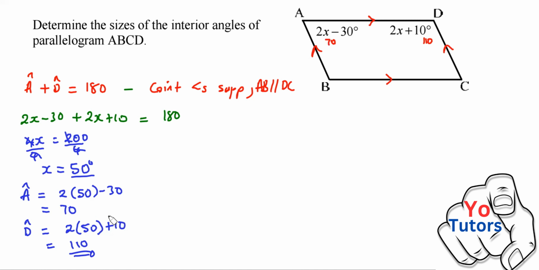Then what can we also say? Because remember, we want to calculate all the interior angles, so we are left with B and C. We are given that it's a parallelogram, and if it's a parallelogram, opposite angles should be equal. So B is equal to 110. Opposite angles of a parallelogram are equal.